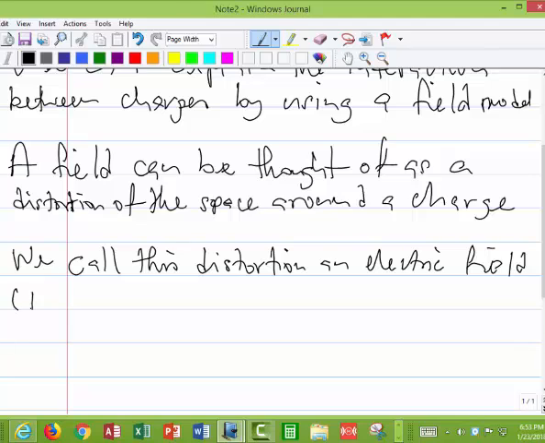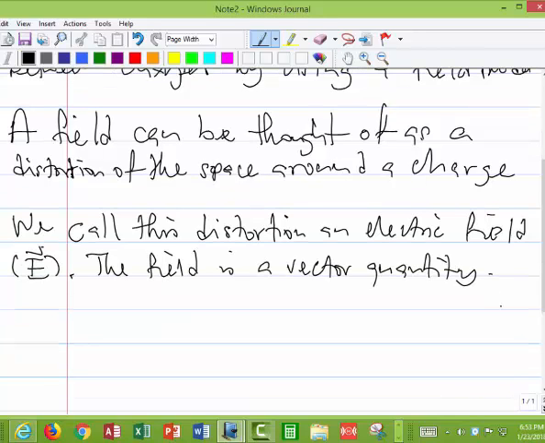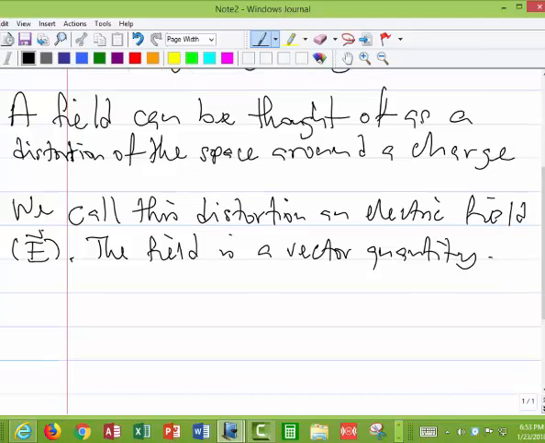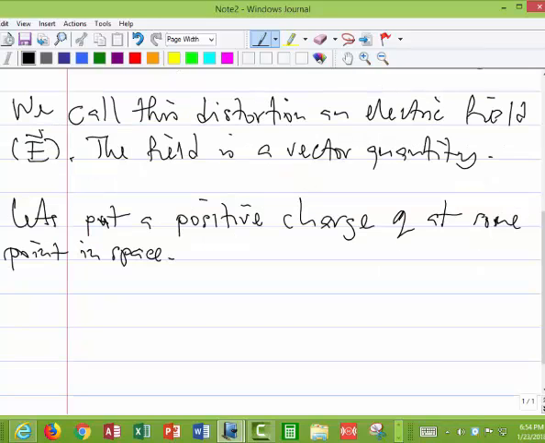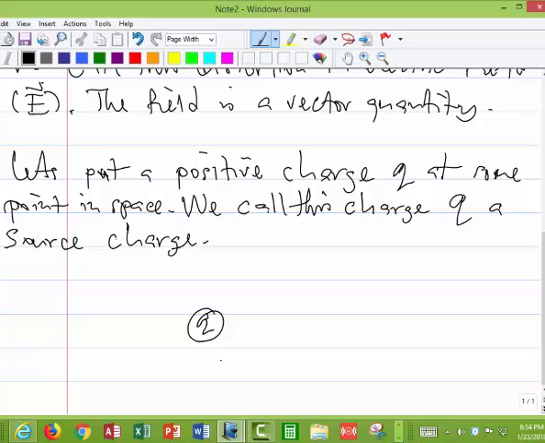So we shall use the symbol E for electric field. The field, of course, is a vector quantity. So we know what that means. It means it has both magnitude and direction. Okay. So if we put a charge at some point in space, we shall call this charge Q a source charge. So it produces a distortion of the space around it.